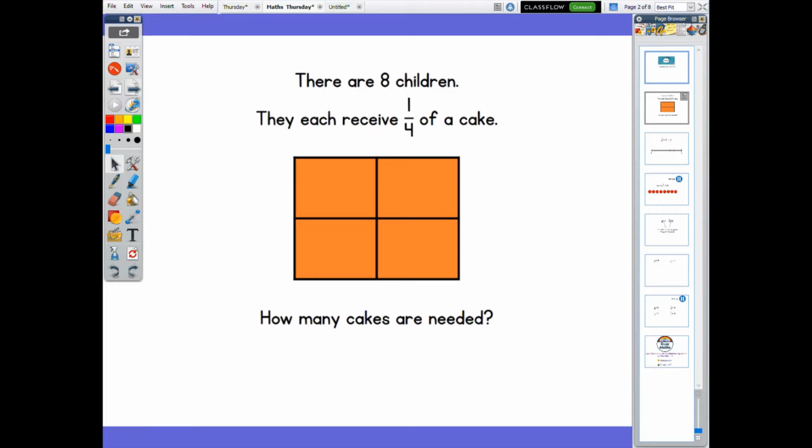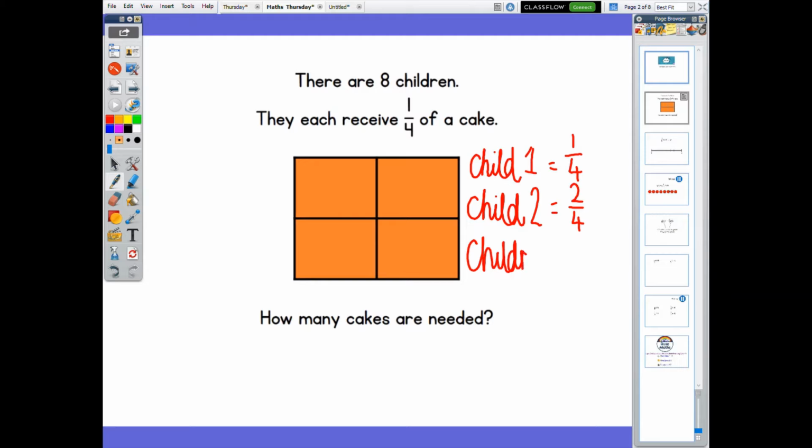So, there are 8 children. They each receive 1/4 of cake. How many cakes are needed? So, if I have one child, that one child would need 1/4 of cake. So I could count up and say, if I've got 2 children, between them I would need 2/4 of cake. If I had child 3, I would need 3/4 of cake, and so on.